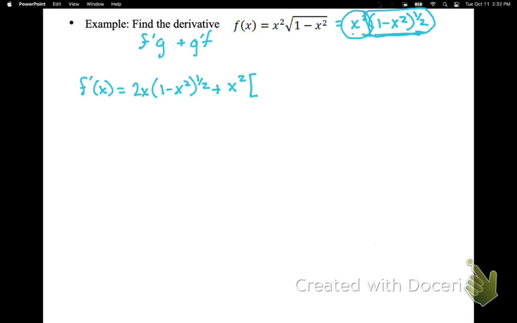So the outside function is quantity to the 1/2, yes? What's the derivative of a quantity to the 1/2? 1/2, and then the quantity to the negative 1/2. Now I need to do the derivative of what's inside, so 1 minus x squared. So the derivative of 1 minus x squared is negative 2x. So questions before we start simplifying?